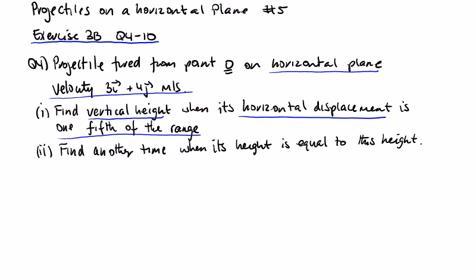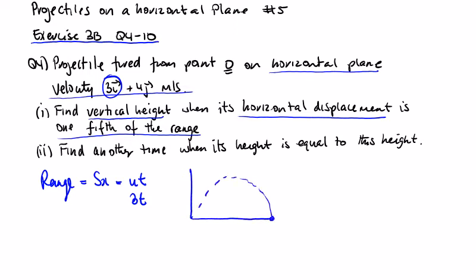So we need to find the range here, and then find another time when its height is equal to this height. So the range, excuse the drilling in the background if you can hear it, the range is equal to s of x, which is equal to ut, no acceleration, so the at squared is 0, and my initial velocity for x is 3, so 3t. So we need the time that it takes this projectile to get to here. So s of y is equal to 0.